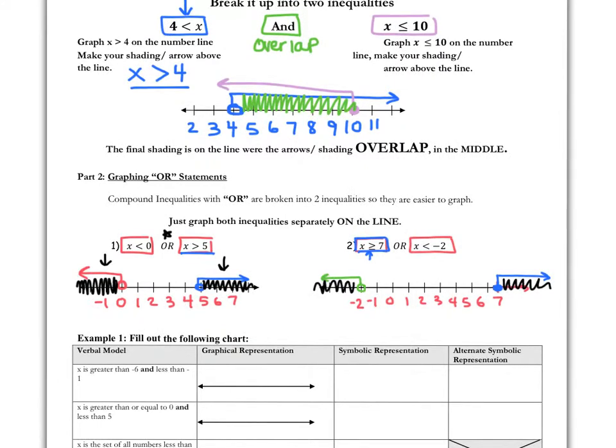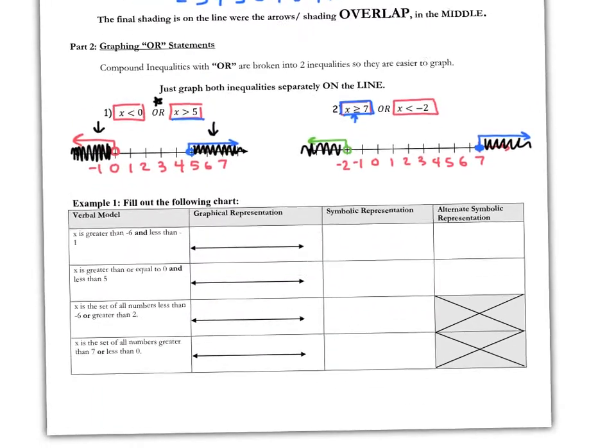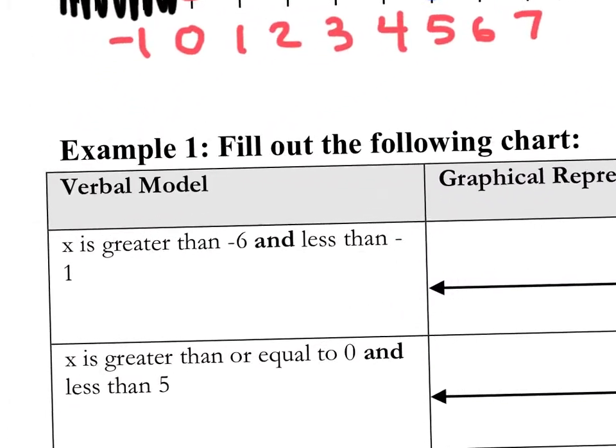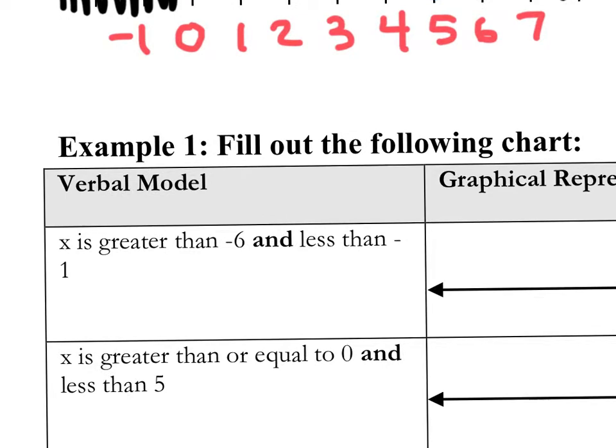Now there's some examples below. This is using a verbal model, graphical representation, symbolic representation, and then it says alternate symbolic representation. A lot going on here. I'm going to go through just a couple of these, and let's get started. This one, x is greater than -6 and less than, this should say -1. This clearly just was bad typing. So less than, we're going to say -1. I think my key, I did +1, but for this case, we're just going to do -1.